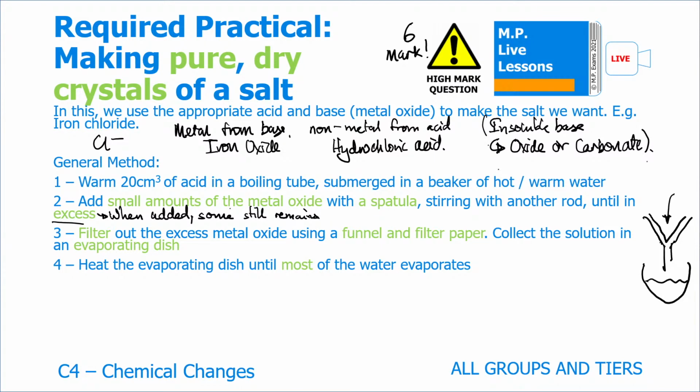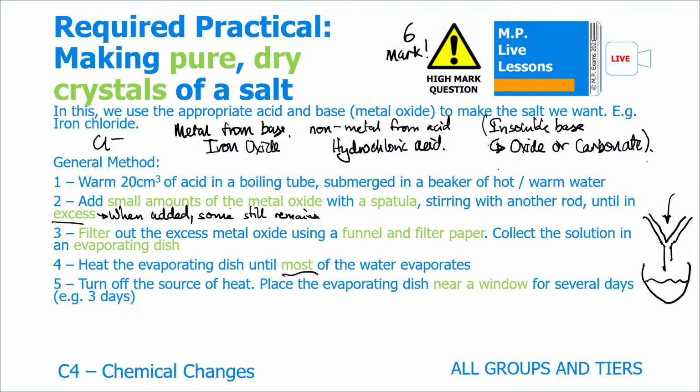Next, we heat the evaporating dish until most, not all, of the water evaporates. Most of the water. Then we turn off the source of heat and we place the evaporating dish near a window instead. And this is so we get crystals, not a powder.